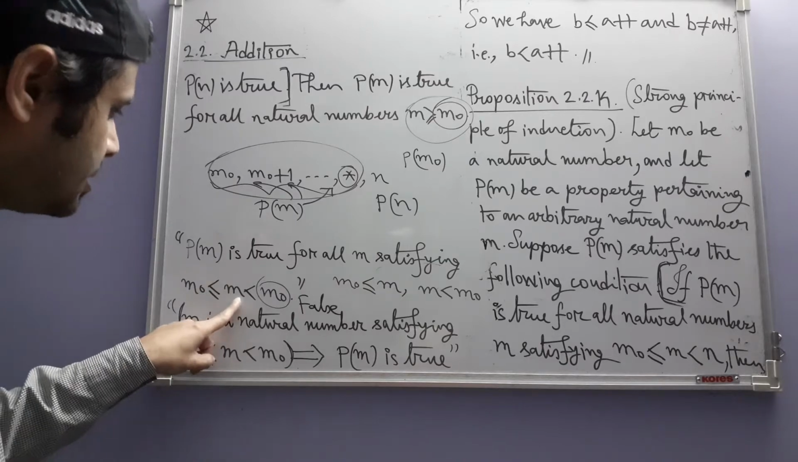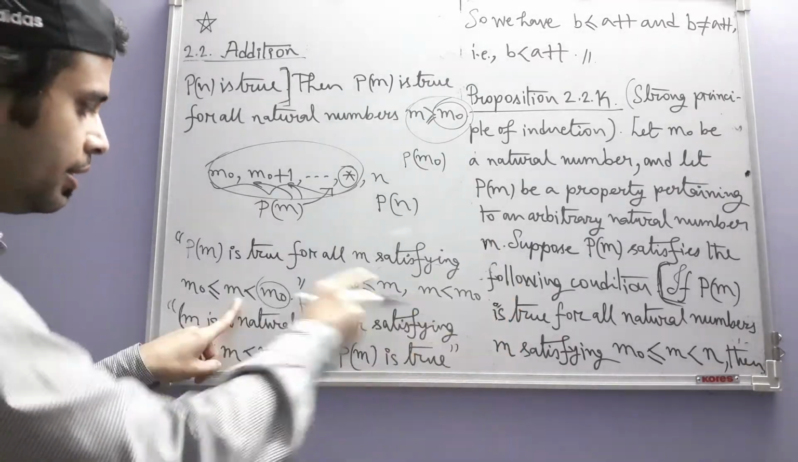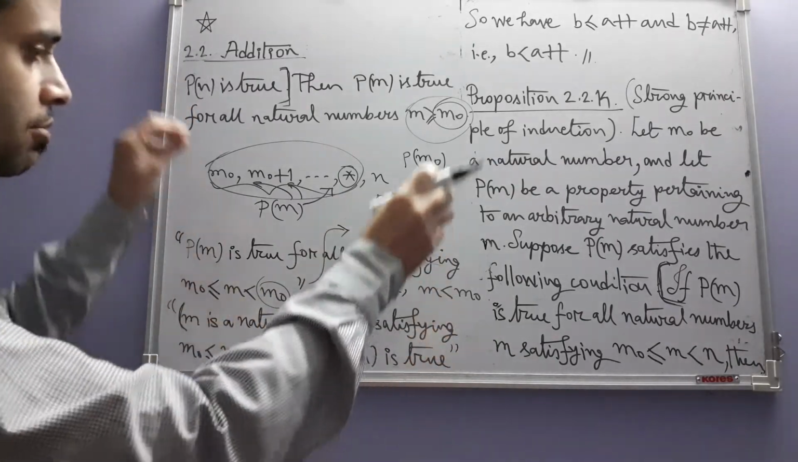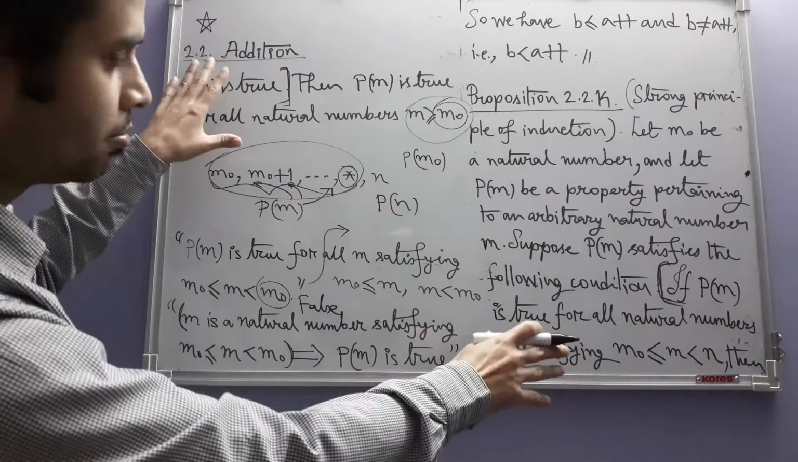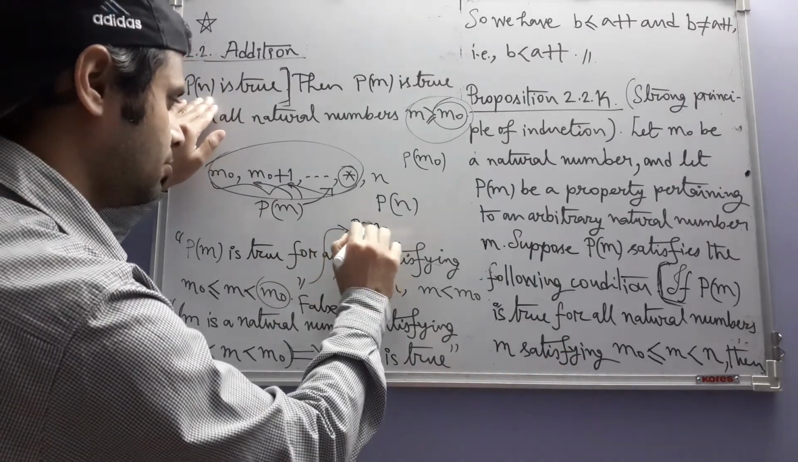So what does this tell me now from the given condition? If this is true, then by my hypothesis, meaning what's given to me in the statement, Pm0 must be true.